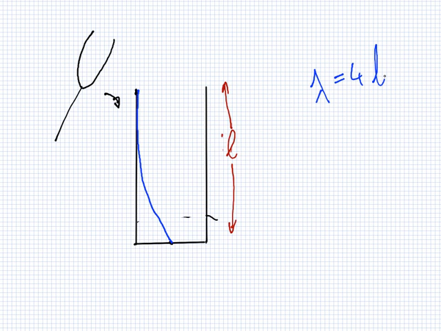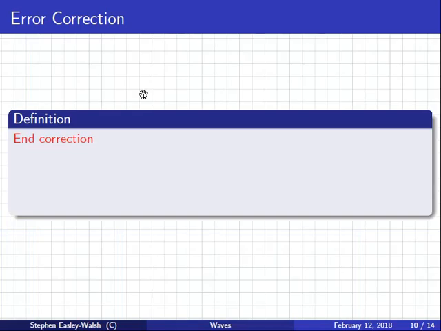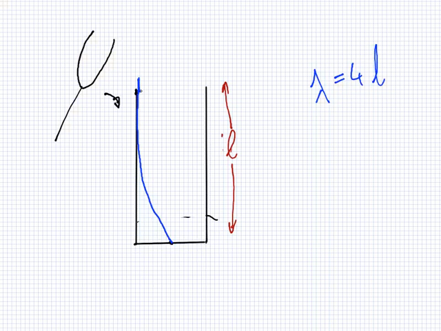But in real life, there's a slight problem. We don't actually get this length here. It doesn't perfectly match up with the 1/4 of the wavelength. So we have this thing called an end correction. It's like there's a small error here that we need to consider.